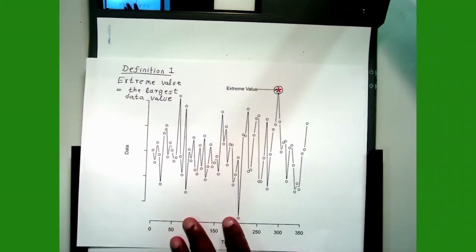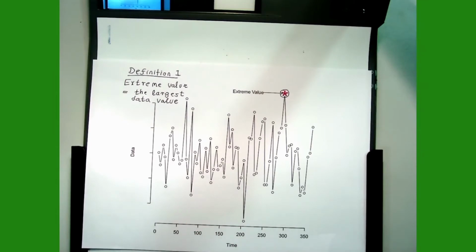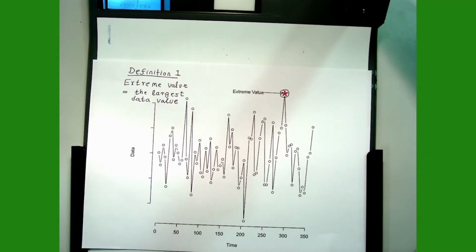Alright guys, remember from the previous video, I gave you three definitions of an extreme value, and the first one was this one, where the extreme value was taken as the largest data point. So in this picture, this is the only extreme value. In this video I'm going to talk about how to find the distribution of this extreme value.